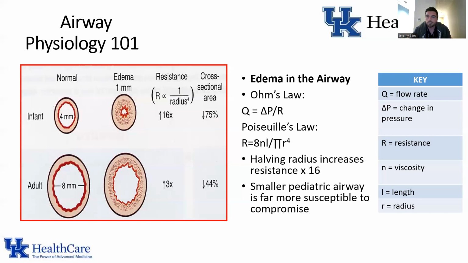And so I think that really captures what I want you to know about Ohm's law and Poiseuille's law, just the relationship with airflow, delta P, and resistance, the fact that radius is the most important indicator of airway resistance. So with this knowledge in mind, I want us to now transition to talking about laminar versus turbulent airflow.